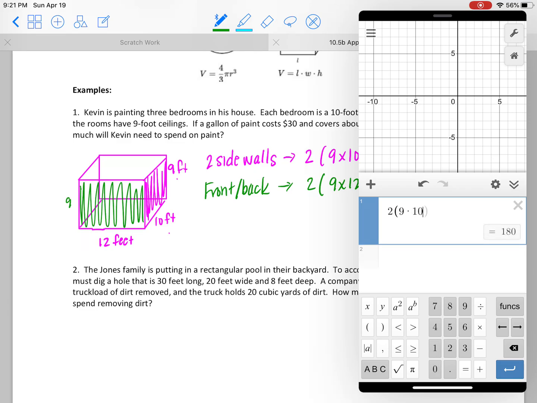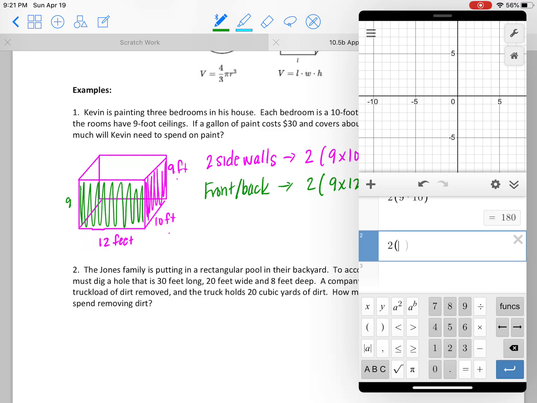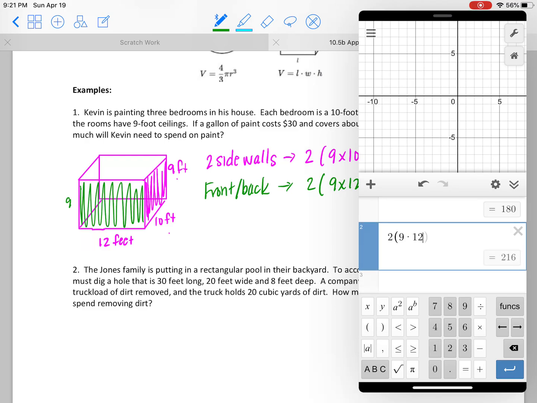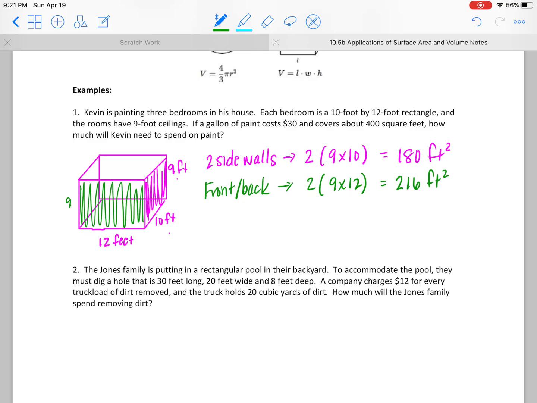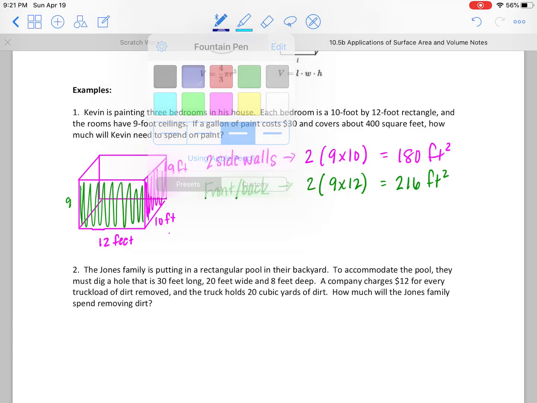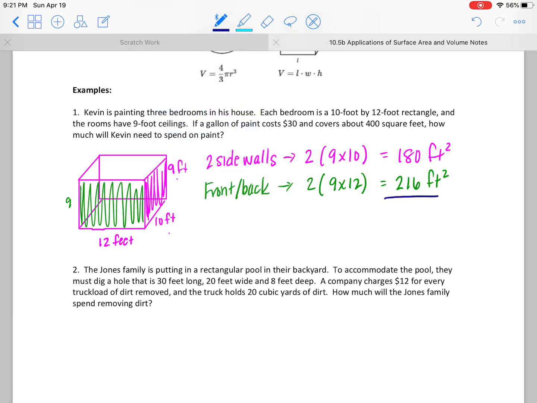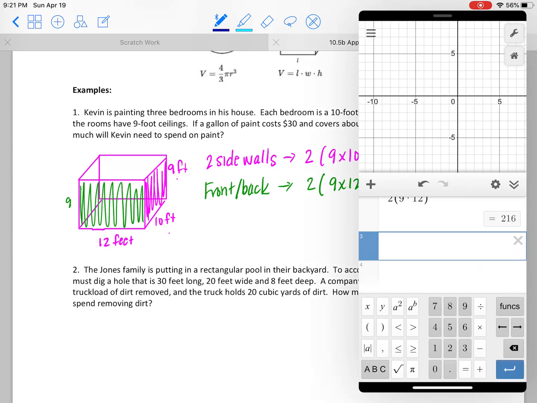Let me just make sure I don't screw anything up. I do a lot of silly things sometimes in these notes. You guys are catching my little errors, and actually a lot of the time it's putting stuff in the calculator. So 2 times 9 times 10 was 180, and then 2 times 9 times 12 is 216.